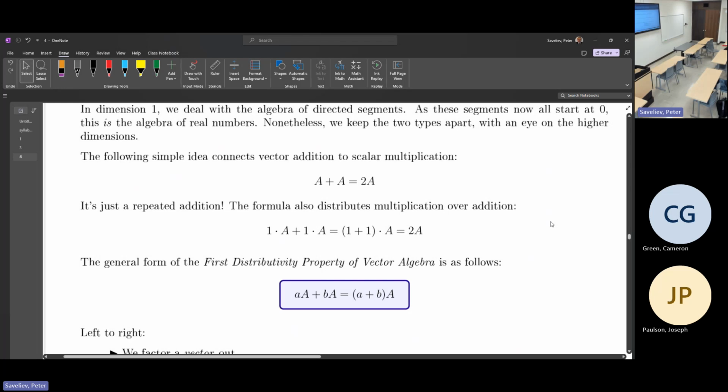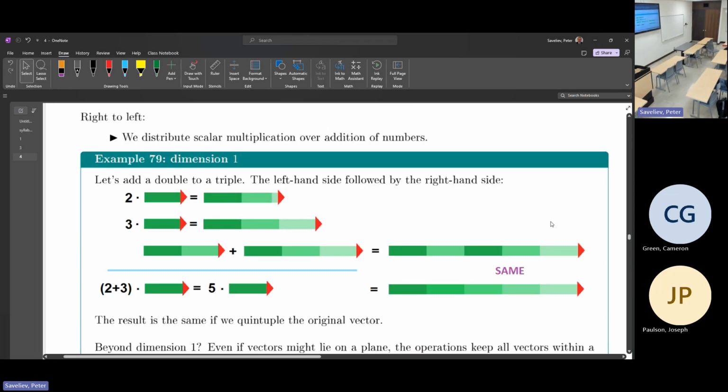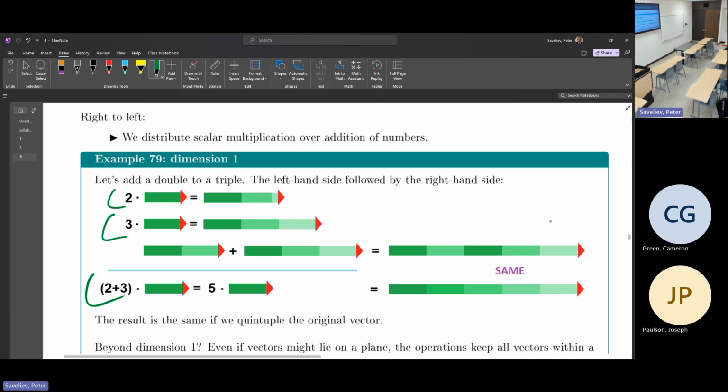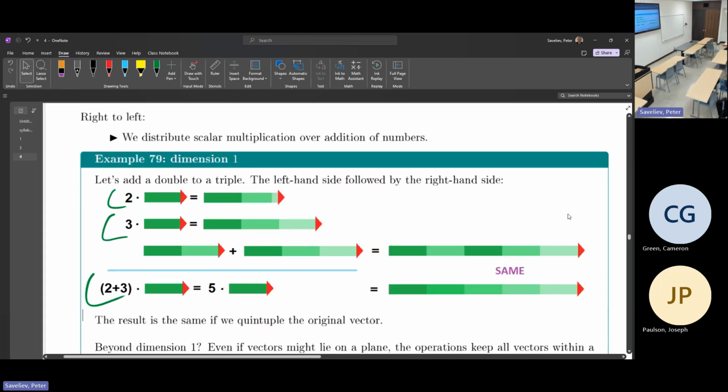Hold on. Yeah, the first distributive property. So two, double, triple, or 2 plus 3. So the result is the same. The algebra that I did up there, I'm doing here geometrically, and naturally it's the same vector.